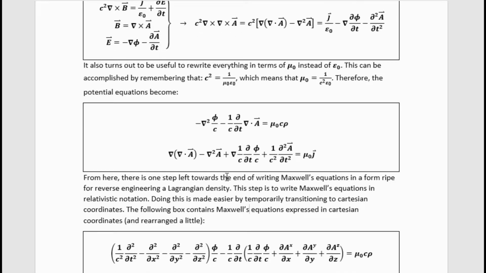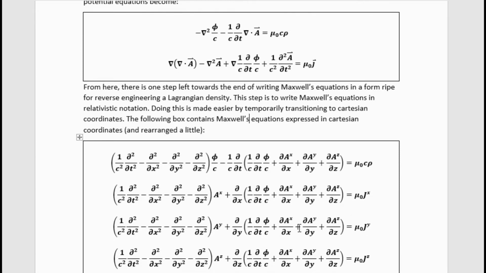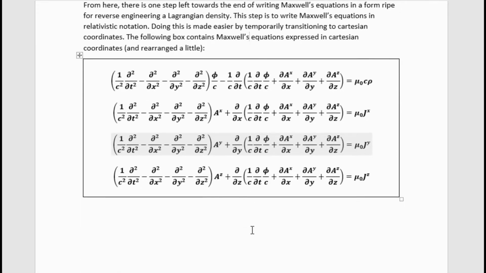From here, there is one last step towards the end of writing Maxwell's equations in a form ripe for reverse engineering the Lagrangian density. This step is to write Maxwell's equations in relativistic notation. Doing this is made easier by temporarily transitioning to Cartesian coordinates. The following box contains Maxwell's equations expressed in Cartesian coordinates, also with a little bit of rearrangement and algebraic manipulation just to make it more clear how to write this in relativistic notation once that notation is established.